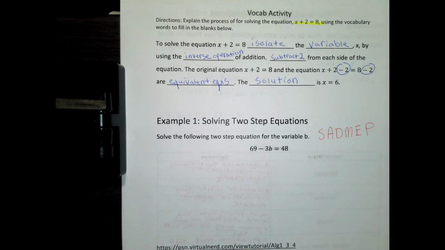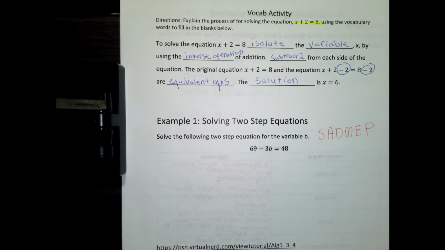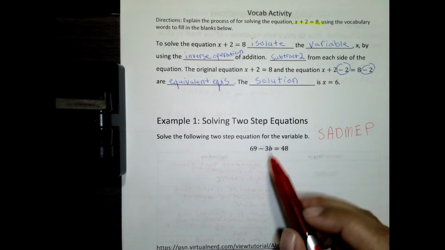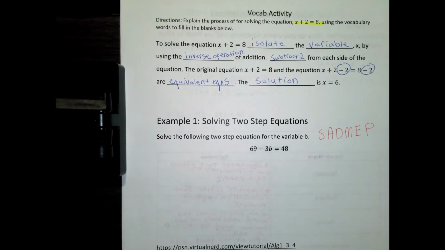So, we want to solve the following two-step equation for the variable b. We'll take a look at it. We've got b all by itself. Or we want to get it all by itself, but what's bothering it? Well, it looks like it's being multiplied by a -3, and it's got a 69 that we're adding to it. Because anytime we have 69 minus 3b, we can write that as -3b plus 69.